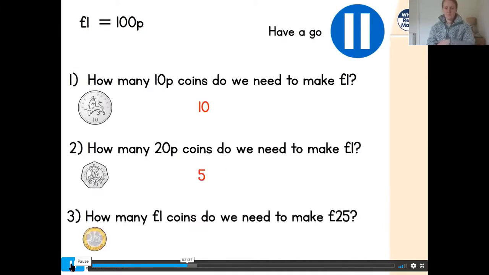So we've now got our answer for question 2. We need 5 20-pence coins to make a pound. And how many £1 coins do we need to make £25? Well, we need 25, don't we? Because each is worth £1, and we need 25 of them.